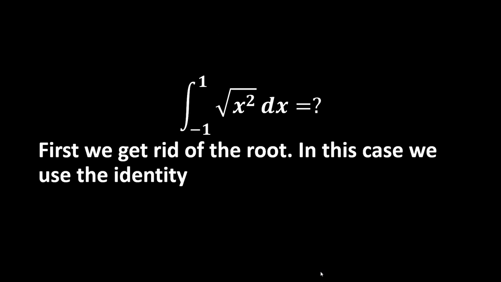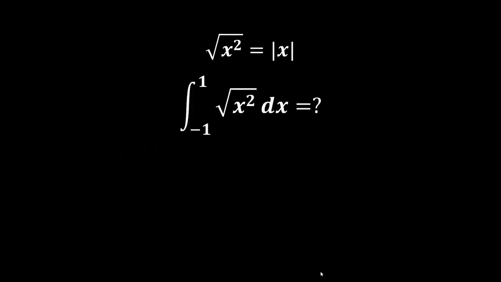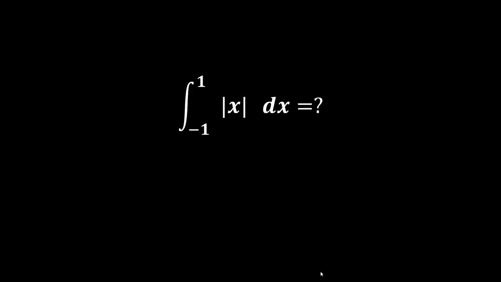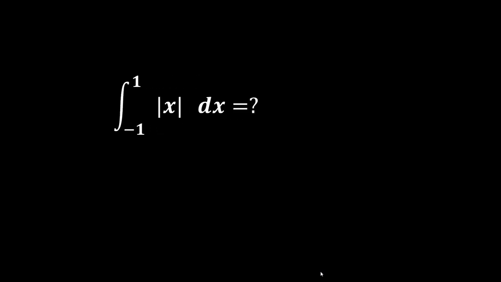And the right identity says that the square root of x squared is equal to the absolute value of x. So we are going to use this identity to evaluate this integral. First, let's substitute the integrand, the square root of x squared, by the absolute value of x. And now we evaluate this definite integral.